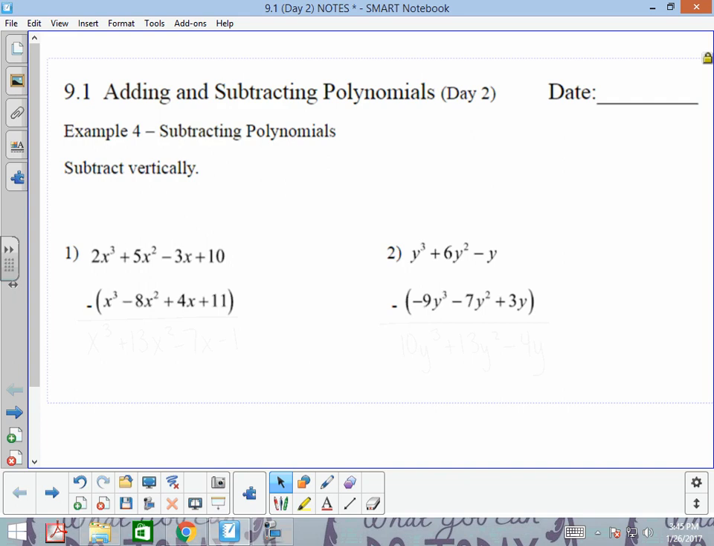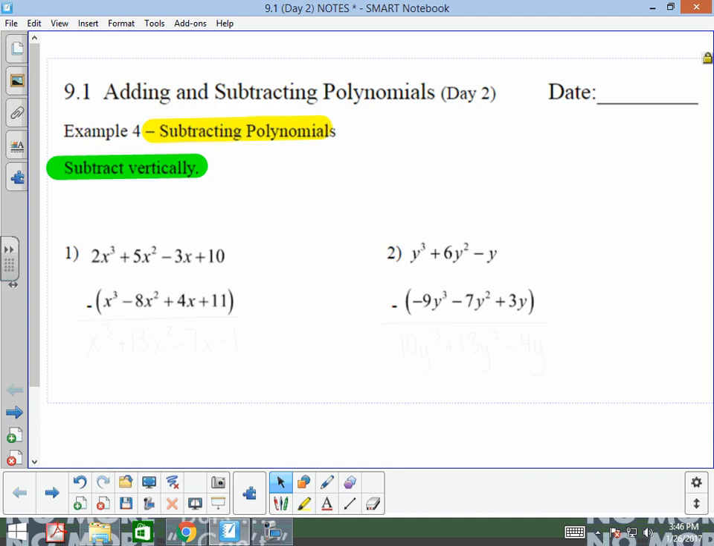Okay, so this is 9.1 day 2 notes, and yesterday we looked at adding polynomials. Today we're going to be looking at subtracting polynomials. So let's first look at subtracting vertically. Now, subtracting is very similar to adding, except you need to remember that subtracting means you add the opposite.